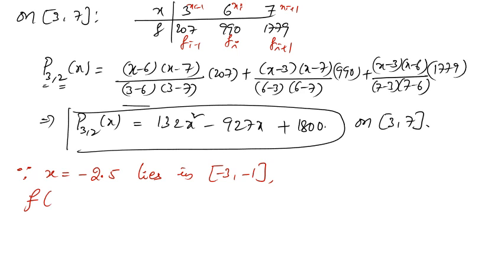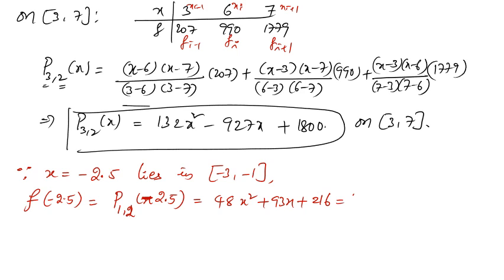F of minus 2.5 is equal to what? The first interval, that means p1 comma 2 quadratic, p1 comma 2 of x, p1 comma 2 of minus 2.5. The first subinterval polynomial, I have to substitute: 48x square plus 93x plus 216. If I substitute, this is 48 times minus 2.5 whole square plus 93 times minus 2.5 plus 216. This is equal to 283.5.